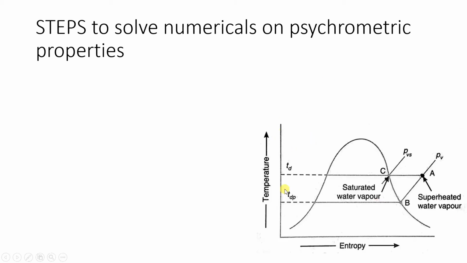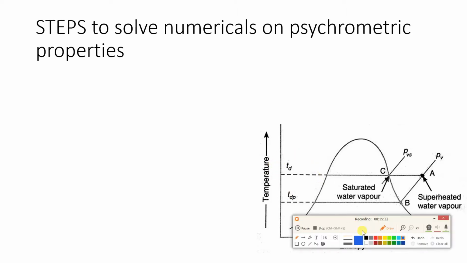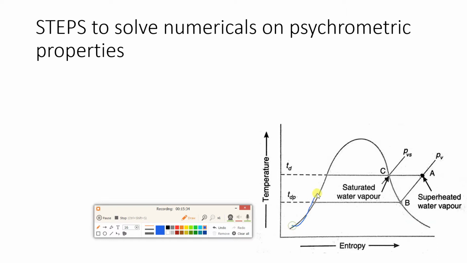So this diagram you have to remember. What is this diagram? Temperature versus entropy diagram. And this is the vapor dome. These are the constant pressure lines. Initially, suppose point A is given in the question. Now this point A is in the superheated vapor region. What is the temperature of this point A? Dry bulb temperature. Okay. Now this is superheated water vapor.